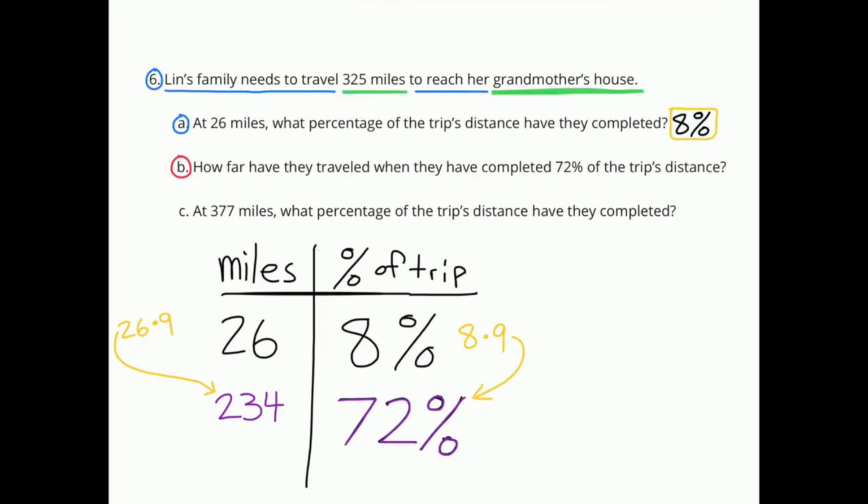B. How far have they traveled when they have completed 72% of the trip's distance? I created a chart with miles on the left and percent of the trip on the right. After 26 miles, they've completed 8% of the trip. I got that information when I solved problem A. I know that 8 times 9 equals 72, so 26 times 9 will give me the number of miles that they've traveled after 72% of the trip. 26 times 9 equals 234, so 72% of the trip is 234 miles.